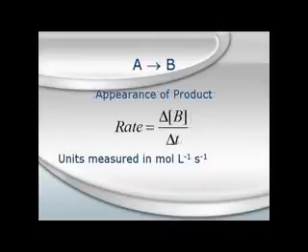We'll examine this same reaction, A yielding B, from the perspective of the appearance of a product. Here we have the rate is equal to the change in the molar concentration of B divided by the change in time. There's no need for a negative sign here because the concentration of B will be increasing with time, so the rate will be positive.